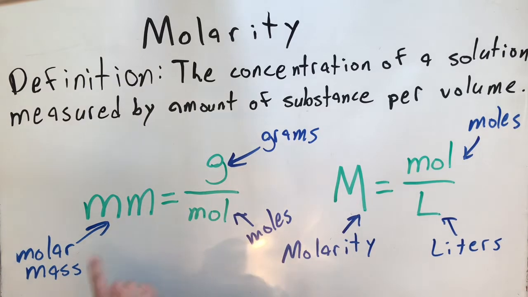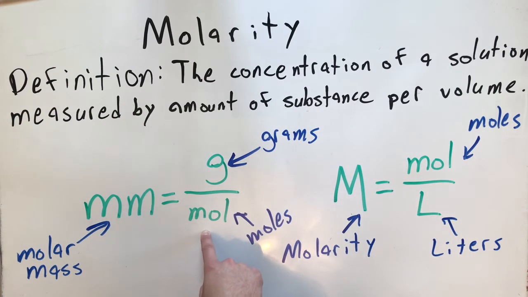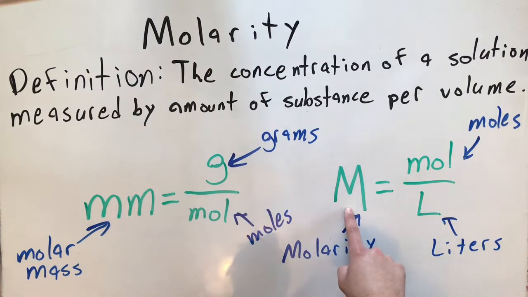The molar mass is equal to grams of substance divided by moles of substance. It'll tell us how many grams are in 1 mole of that substance. That's the molar mass. What we're learning today, molarity, we can abbreviate that as capital M.